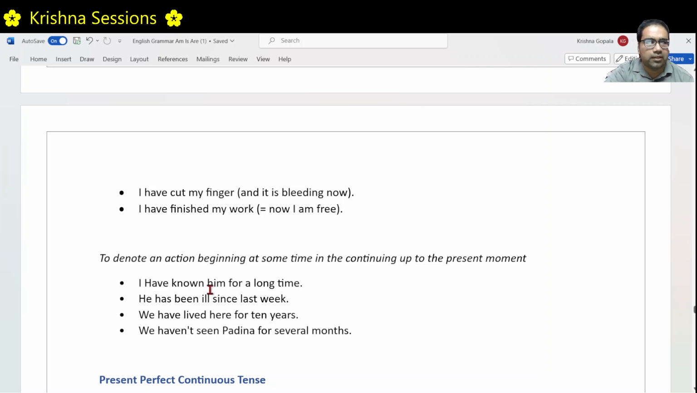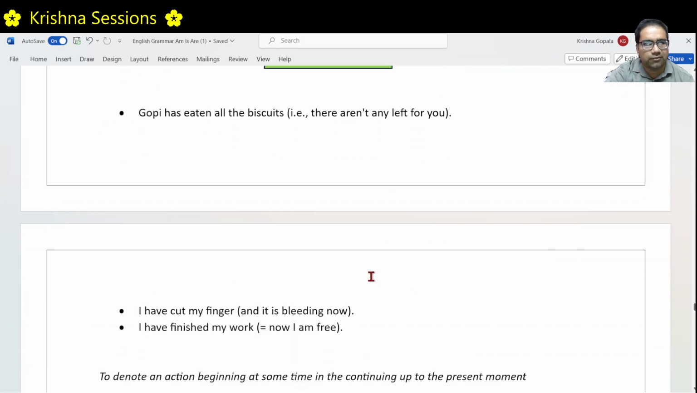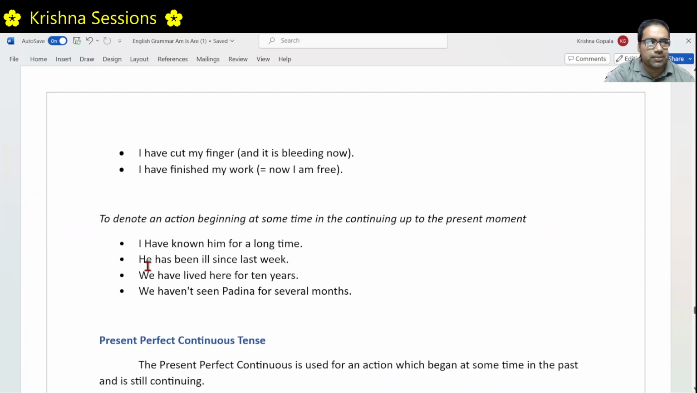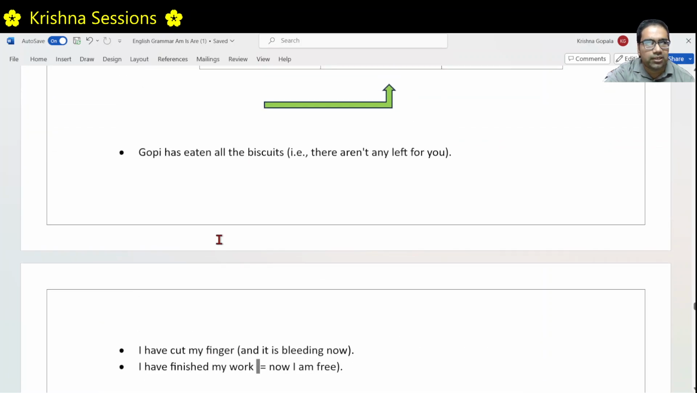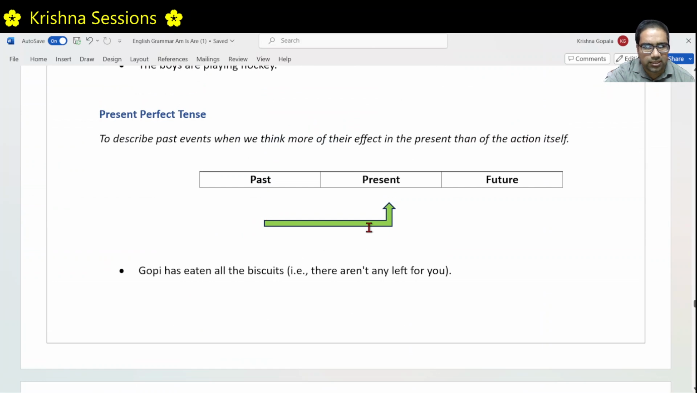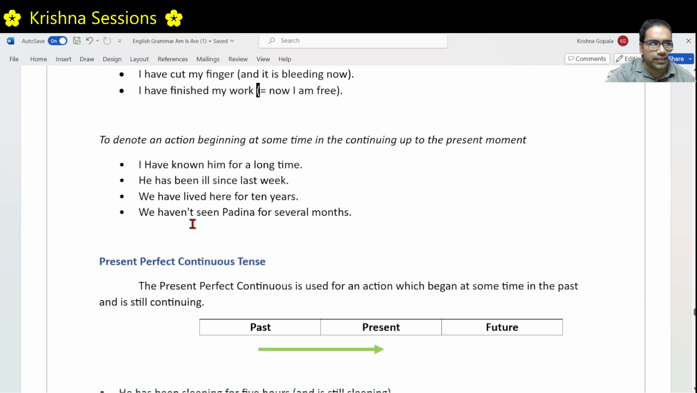Or there is an action which began at some time and is continuing up to the present moment. I have known him for a long time, from the past to now. We have known him. He has been ill since last week. For the last 1 week, he is ill. The action, though not completed, has started in the past and is still there. We have lived here for 10 years. We have seen Padida for several months. These kinds of things.